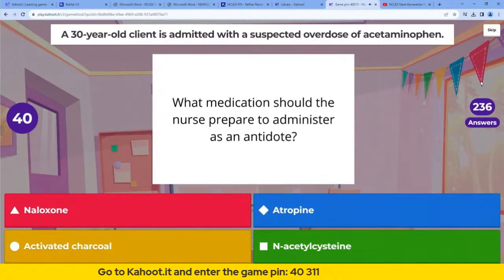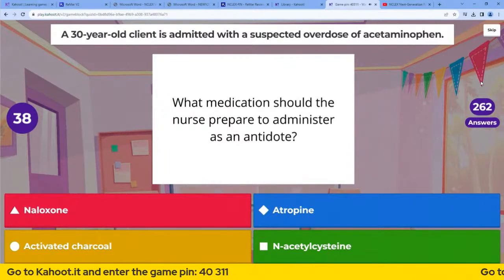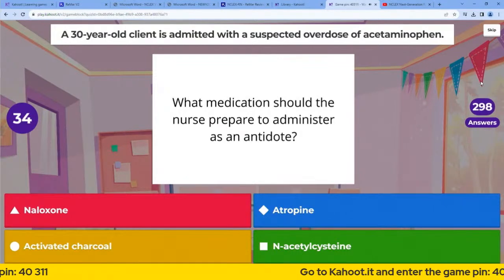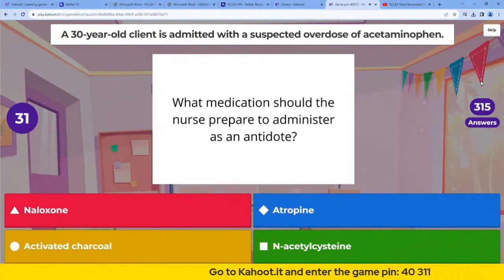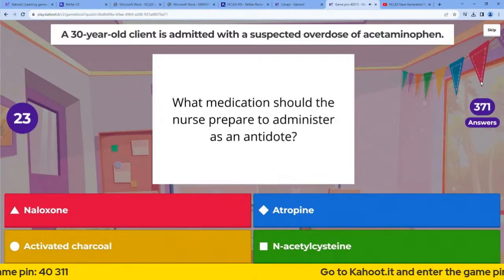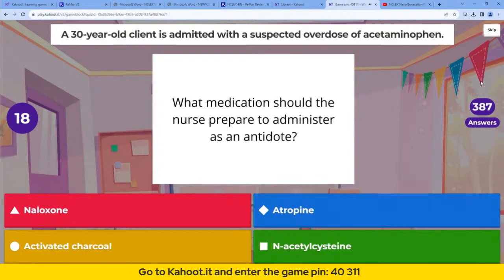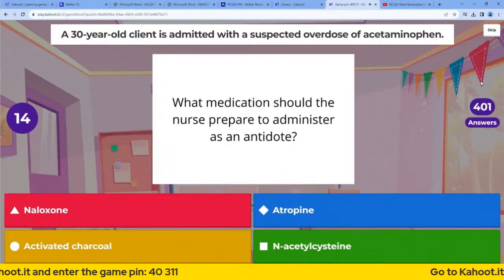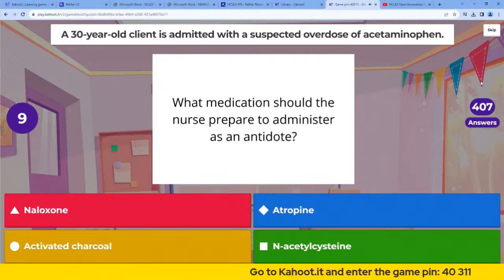What is it? All right. This game night is for you. All right. Suspected overdose. What you gonna do? Are we doing naloxone? Make sure you're reading. Activated charcoal, atropine, or acetylcysteine. Somebody says, oh man, I read too fast. Okay, take your time.